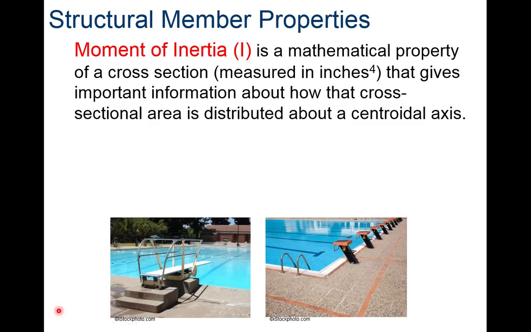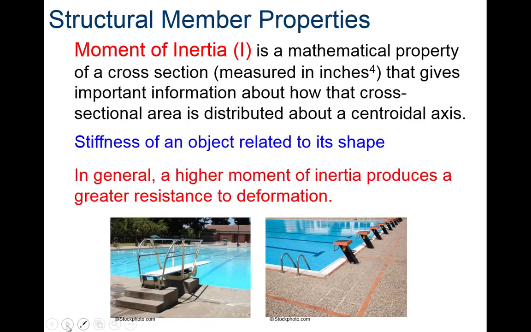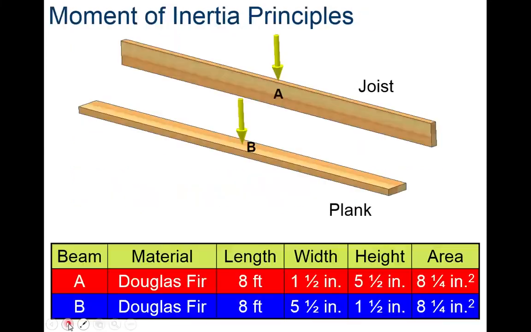All right, first thing you'll need to jot down is moment of inertia. And moment of inertia, basically right here in blue, it's the stiffness of an object related to its shape. If you look at the diving board on the left, it's supposed to be springy, and that has to do with its shape. But if you look at the starting blocks on the right, they are not supposed to be springy, they're not supposed to give. It's supposed to be a rigid surface in which the swimmers start a race off of. So stiffness of an object related to its shape.